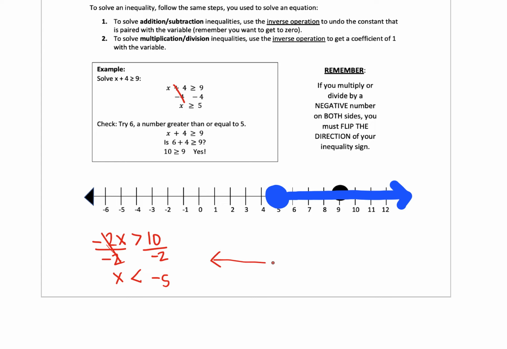Now, to graph this on a number line, I would need my circle on negative 5, and it would have to be an open circle because I don't have an or equal to part under this, and x needs to be less than negative 5. That little side is touching my x, so I have to shade to the left here. And then that would be the graph of this solution.